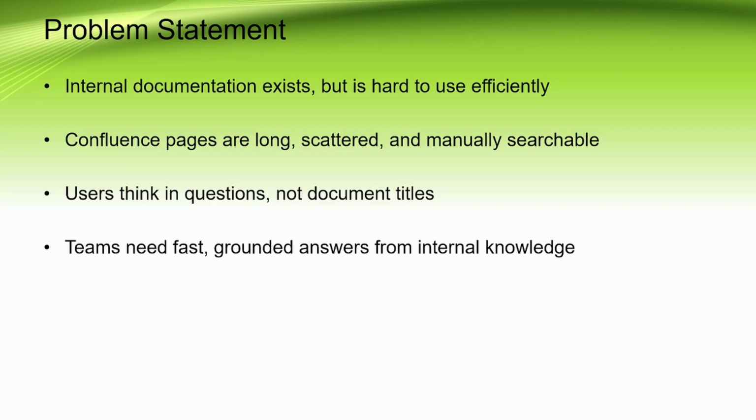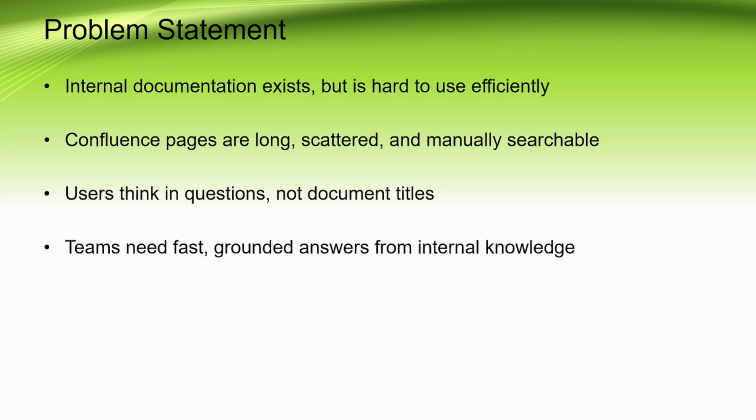So let's talk about the problem statement. In many companies, important technical knowledge already exists in Confluence. That can include environment setup instructions, onboarding notes, process documentation, decision logs, and project specific implementation details. The problem is not always that the document is missing. The bigger problem is that it is difficult to find and consume quickly.